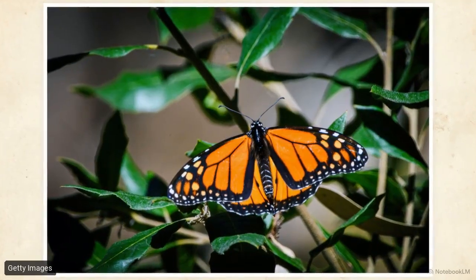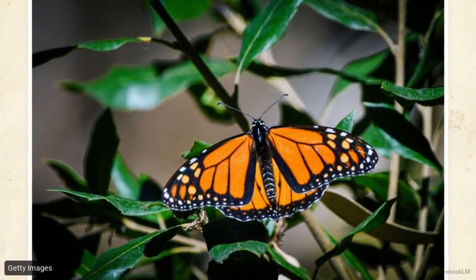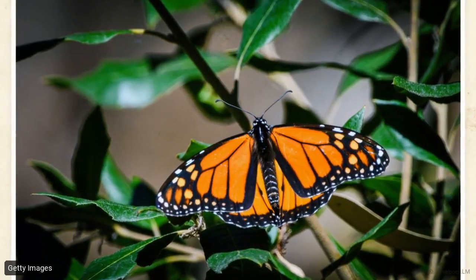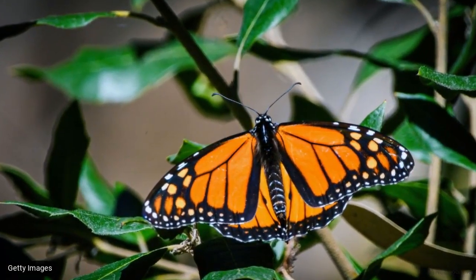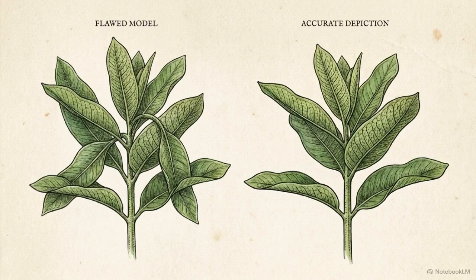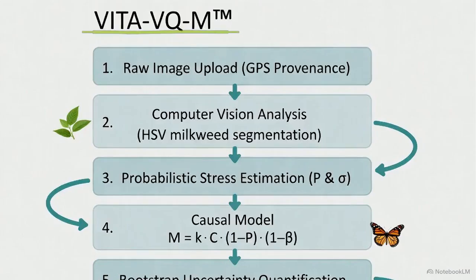To test this framework, we apply it to a physically constrained ecological system, the recovery of the monarch butterfly at the Inwood Butterfly Sanctuary. True visual veracity requires forcing an artificial intelligence to validate its visual findings against the unyielding laws of the natural world. This diagram illustrates the 6-step end-to-end architecture of the VITA-VQ-M framework.